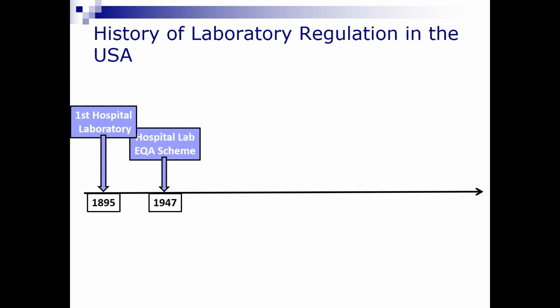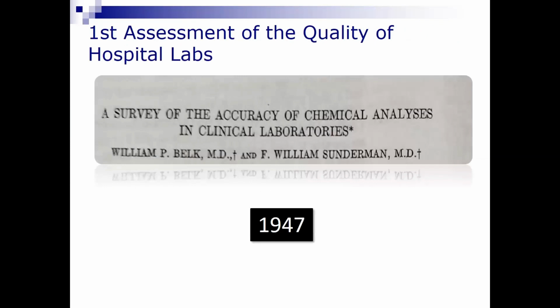So the first hospital laboratory was established in 1895, and after that, it started kind of spreading and popping up in different places. And then it took about 50 years until 1947 for the first laboratory EQA scheme to be set up. In 1947, Dr. Belk and Dr. Sunderman, both named William, decided to do a survey of the accuracy of chemical analysis in clinical laboratories. I will point out that around the same time in England, there was someone doing something similar, but I'm going to focus on the American experience here.